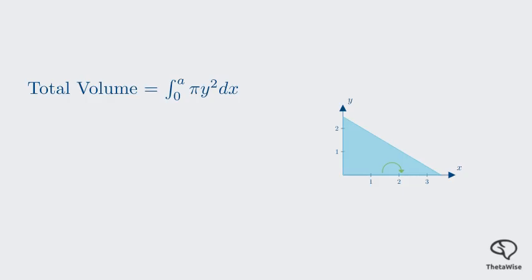As dx becomes infinitely small, it becomes dx. The total volume is the integral from 0 to a of πy² dx. That was for an area between a curve and the x-axis. What if the area is between two curves?